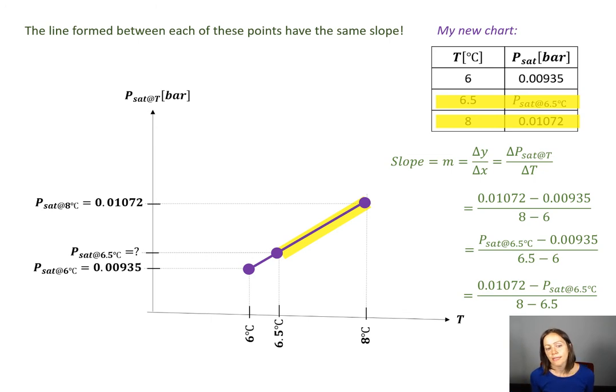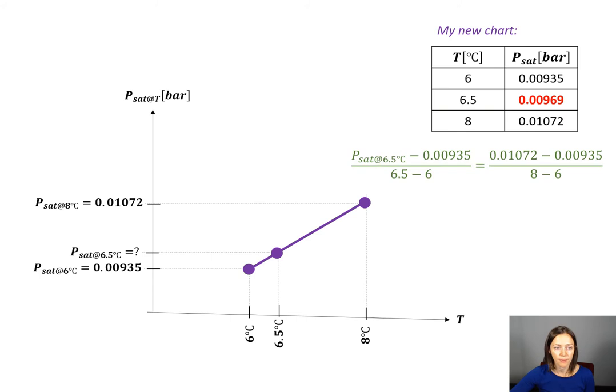So I really only need two of these definitions. So I'm just going to arbitrarily pick those first 2 and set them equal to one another. It doesn't really matter which 2 of those you pick. You could pick any one. So if I set them equal to one another and then solve for p sat at 6.5 degrees Celsius, I ended up getting 0.00969 bar. And you can double check and make sure that that makes sense. Whatever you calculated in red there, it should be between 0.00935 and 0.01072, and it is. So it looks like we did everything correctly.